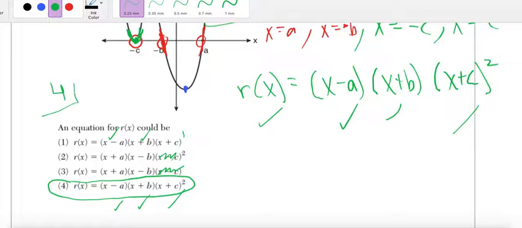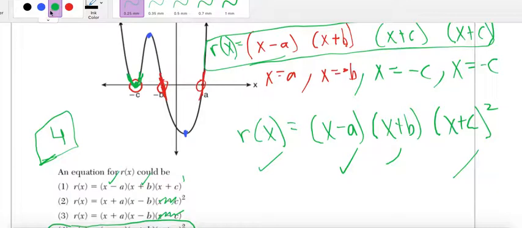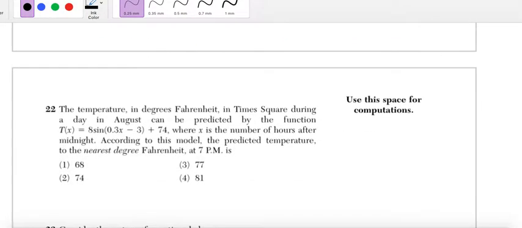So this is just about knowing how to get the factors based on the x-intercepts of a graph, and understanding that when we have a turning point at a root, that root is a double root. It happens twice, okay? So moving on to number 22, we're almost there.